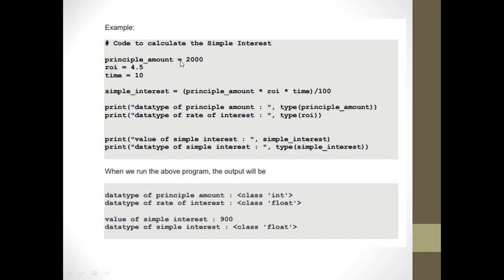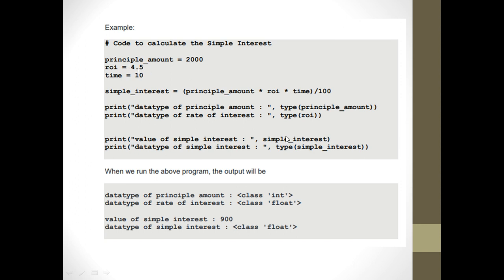So let us consider one example here. Here I give a principal amount 2000. The rate of interest is 4.5. The duration is 10. Now I calculate the simple interest, P N R by 100, and this is how it gets calculated. Now what will be the type of this principal amount? This is going to be an integer. So I print the type of principal amount, because I want to understand its data type. This is nothing but an integer. Type of ROI: I know that I've given 4.5, so it will be a float.